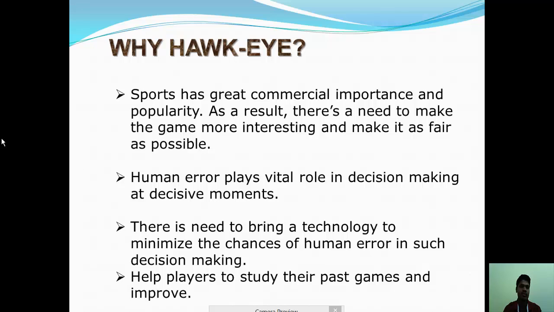So, in order to overcome such problems, there should be some technology. If there are no mistakes from the humans, then there is no need to bring such technology into existence. It also helps players to study their past games and improve their future games based on the statistics.